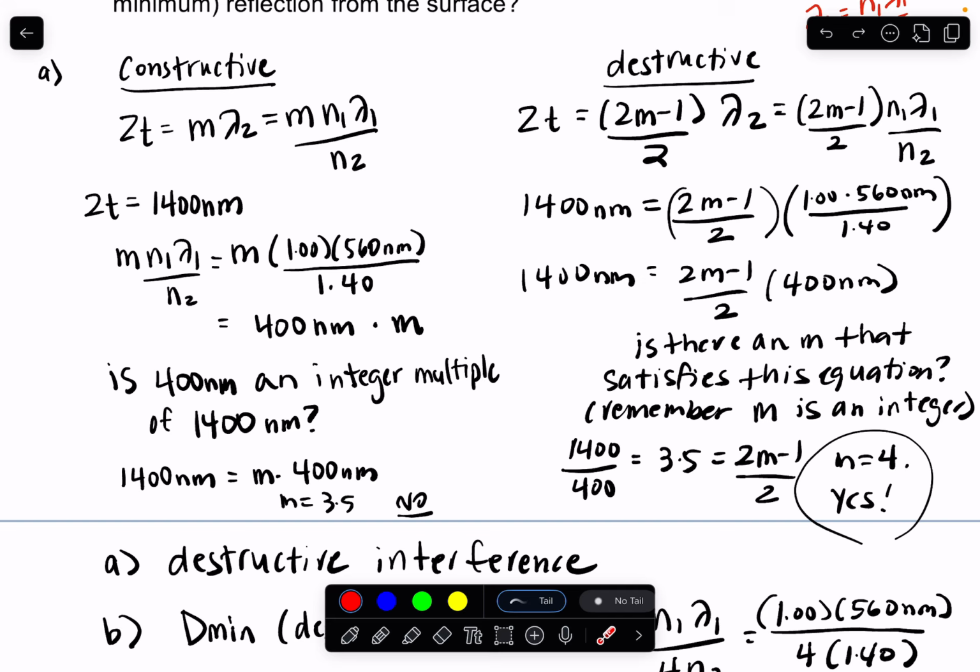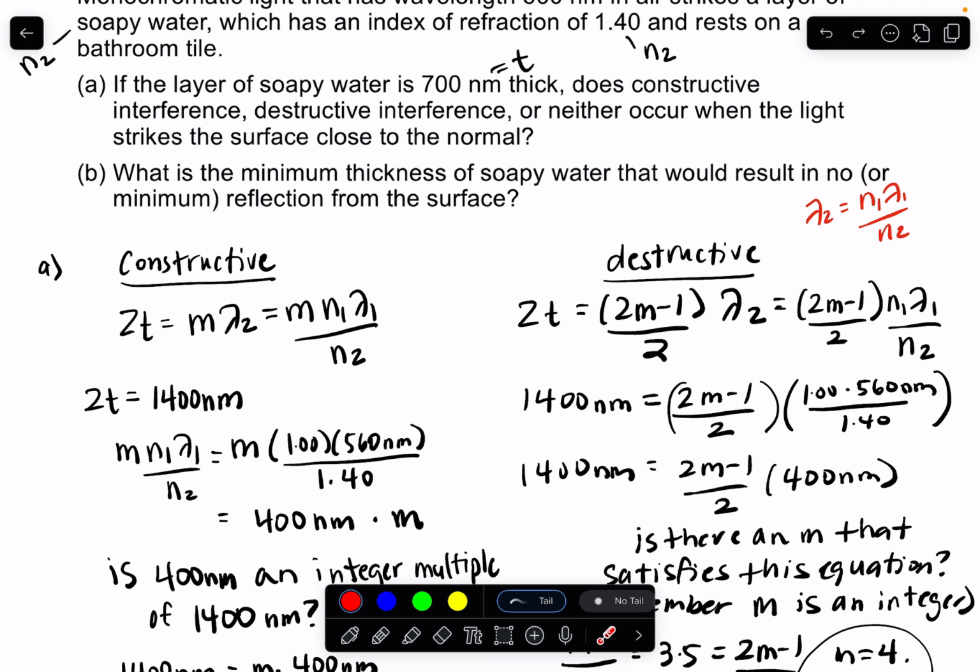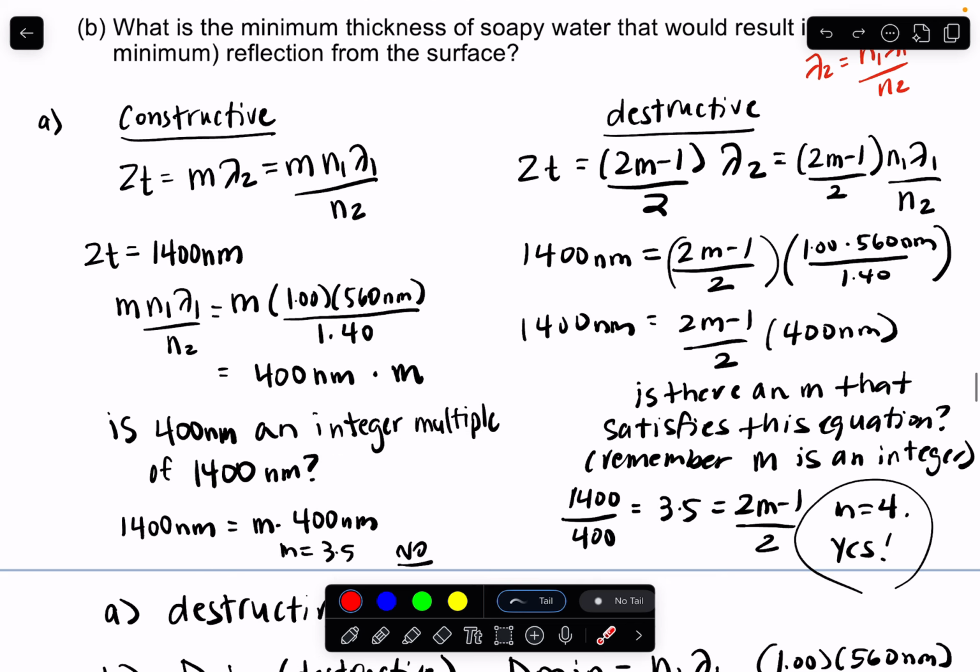So we know that constructive interference does not occur. And so we can right off the bat say it's destructive interference. But we did have a third option, right? Neither. So neither would be if this number came out to like 3.75, right? Because that's not a half integer of anything. But let's go ahead and go through the math and just kind of verify, right?